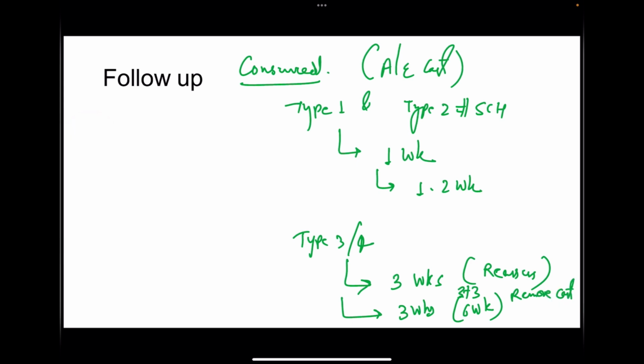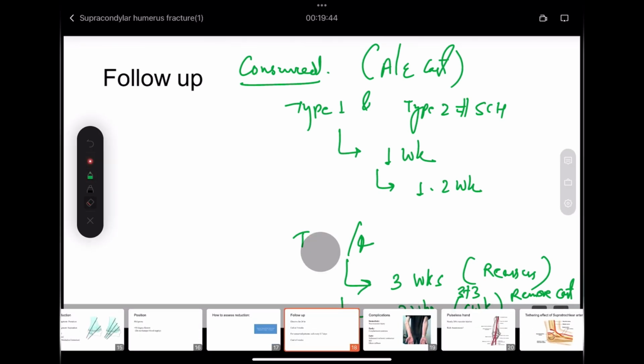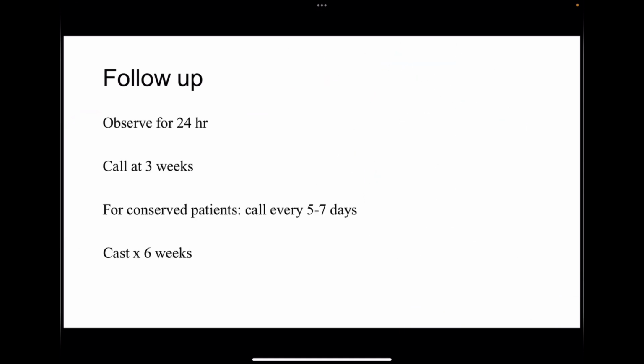Whenever a child presents with a pink pulseless hand or white pulseless hand, we have to monitor the child for 48 hours, and we never discharge the child immediately after the surgery. That is also one thing we should keep in mind.